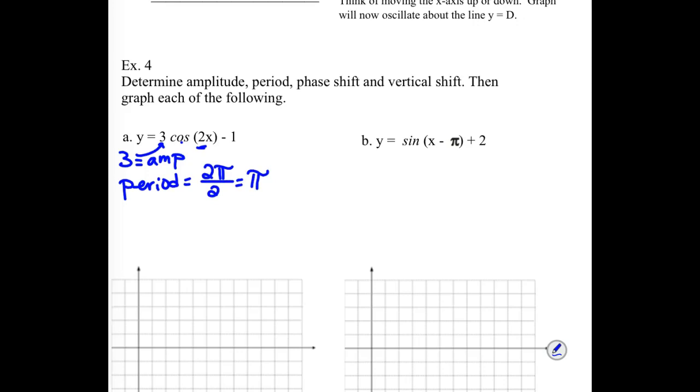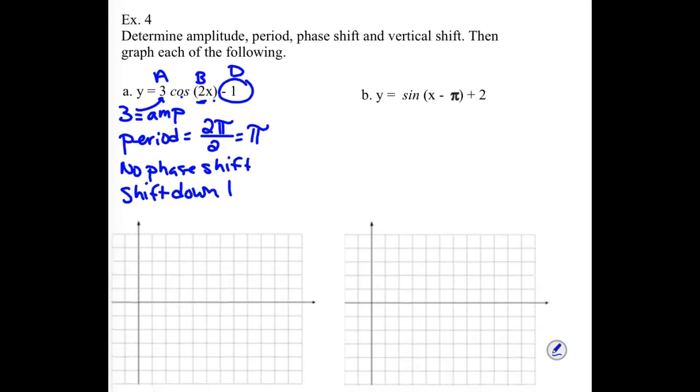So instead of going from 0 to 2 pi for one period, we are only going from 0 to 1 pi. There is no phase shift, since there's no extra piece after our x here. This -1 at the end is a vertical shift. That's our D value. So we had an A, a B, and a D in this case. A D of -1 means we've shifted down 1.